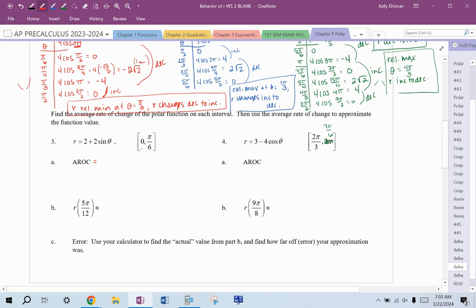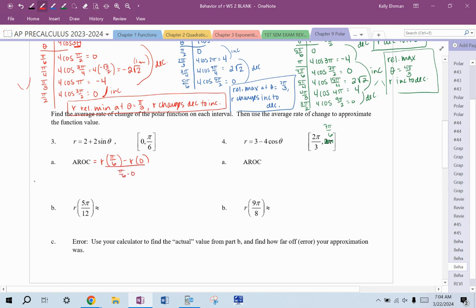Average rate of change from 0 to pi over 6. So on a polar graph, it's hard to visualize what's happening there. If we graphed this in an xy plane, we would just be finding the slope between these 2 points. So anyway, the formula is r of pi over 6 minus r of 0 over pi over 6 minus 0.